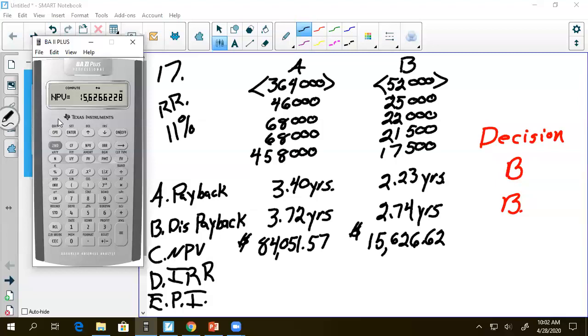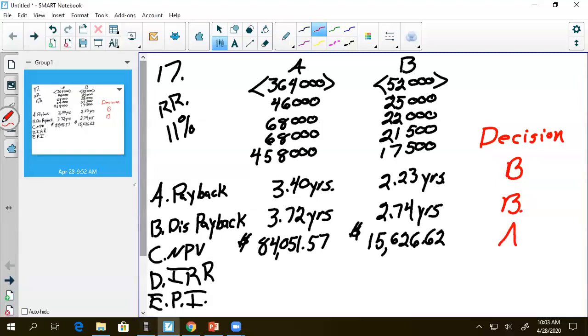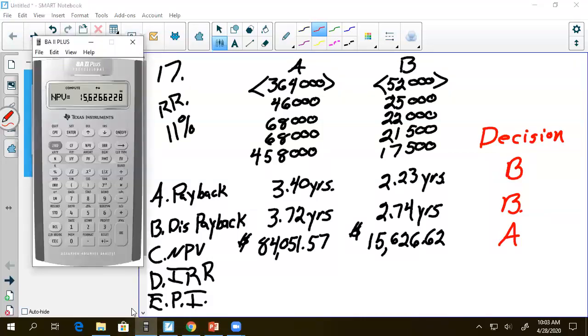Okay. Now, getting back to this, based on net present value, which project would we take? Project A. Yeah. And why is that? Because it has a higher NPV. Much higher NPV, right? Okay.